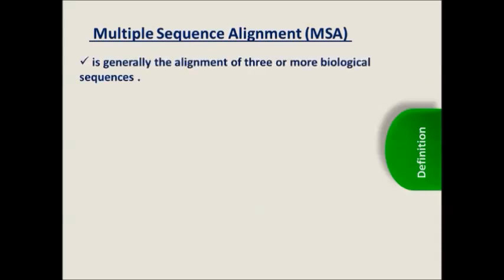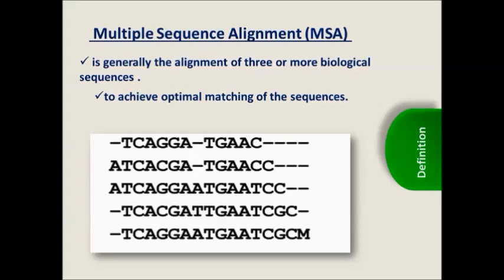By definition, multiple sequence alignment is generally the alignment of 3 or more biological sequences. This alignment will achieve the optimal matching of the sequences. Look here at the figure. You can see that aligned sequences are typically represented as rows, and gaps are inserted between the residues so that identical or similar characters are aligned in successive columns.